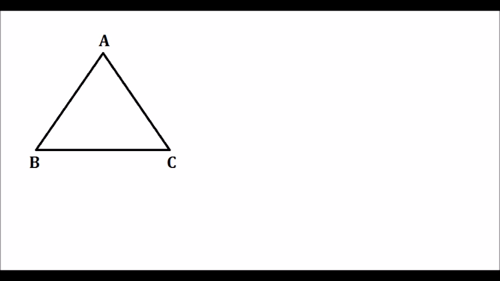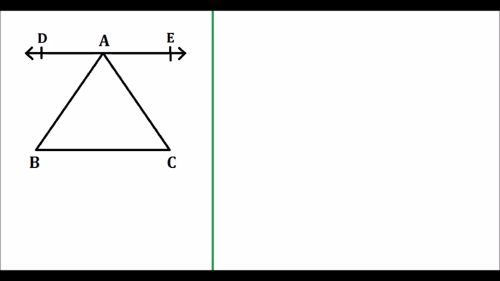So first, we take any triangle named ABC. Now we draw a line parallel to any one side of the triangle such that it passes through the vertex of the triangle. Here let's draw DE parallel to side BC, which passes through A. Now let's take a close look at the current figure.